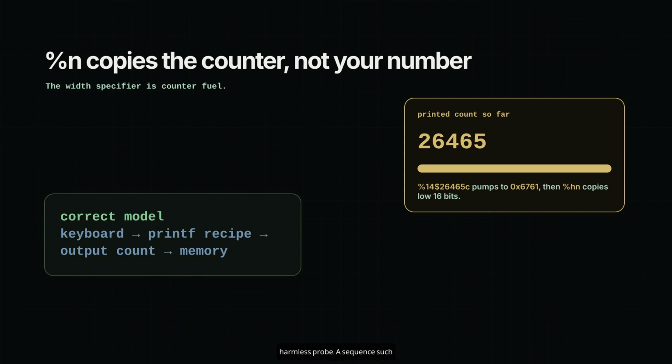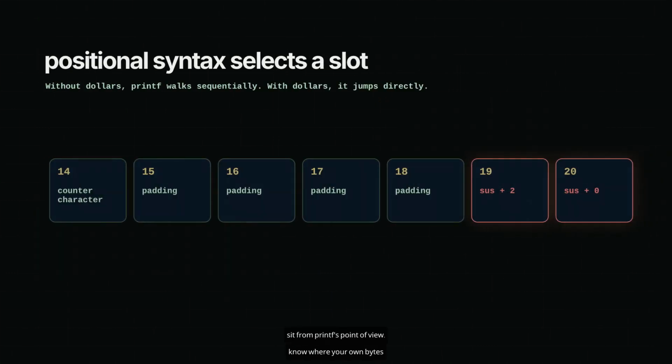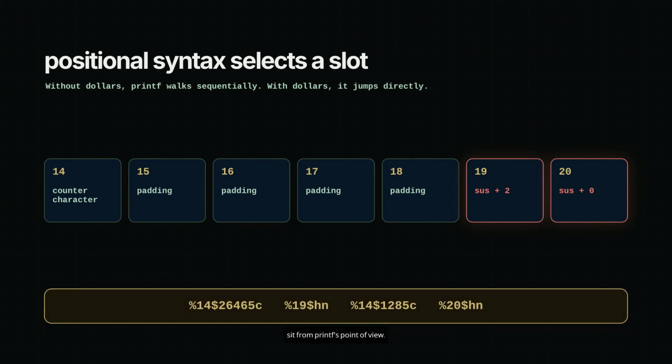Second, run one harmless probe, a sequence such as %p.%p.%p, to see whether the program is interpreting or printing. Third, put an 8-byte marker in the payload and use positional slots. When the marker comes back as hexadecimal, you can tell which slot you are on.